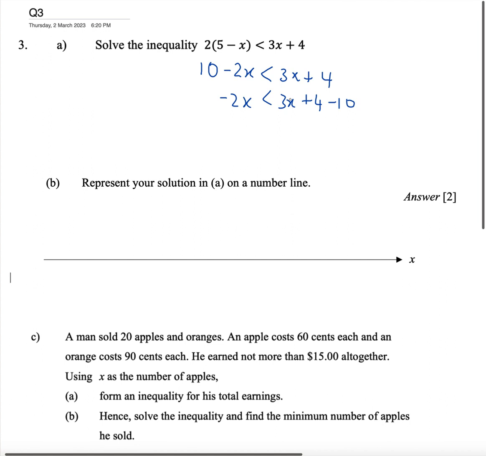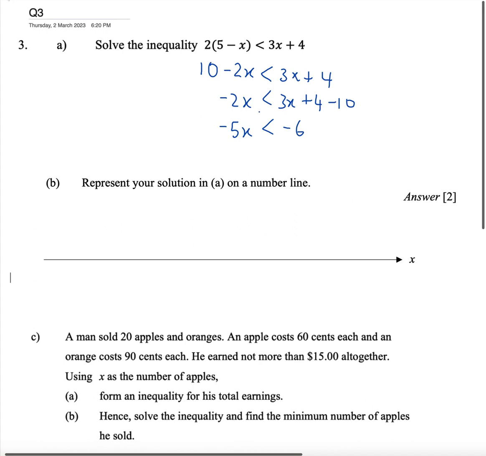So we want the x term to be on this side, so we subtract 3x, leaving behind 4 minus 10, which is minus 6. And here we have minus 5x, minus 2x minus 3x, because we subtract 3x on both sides.